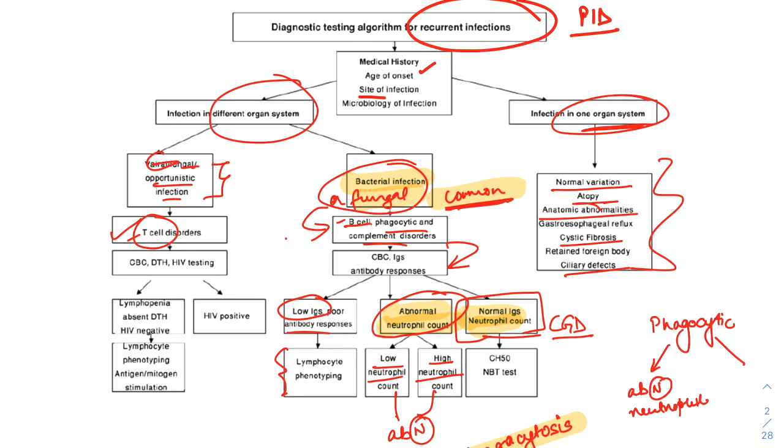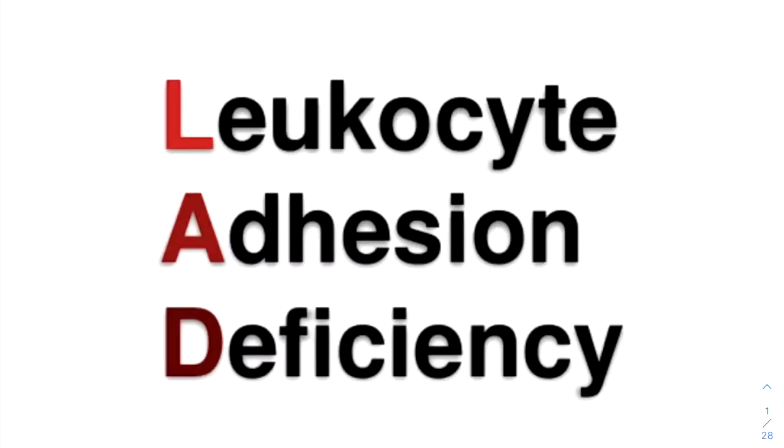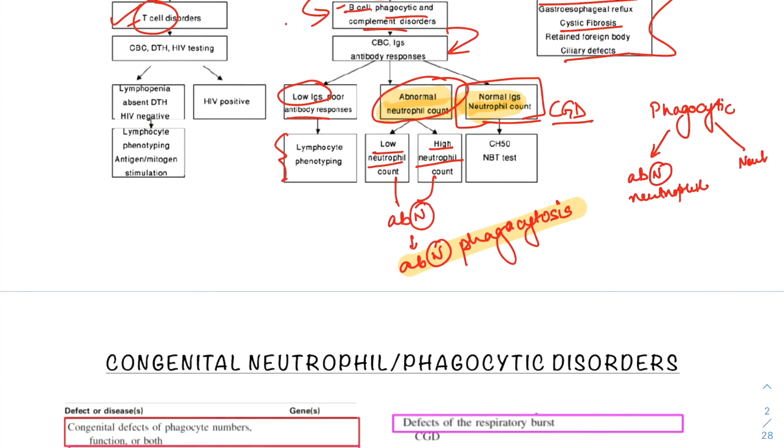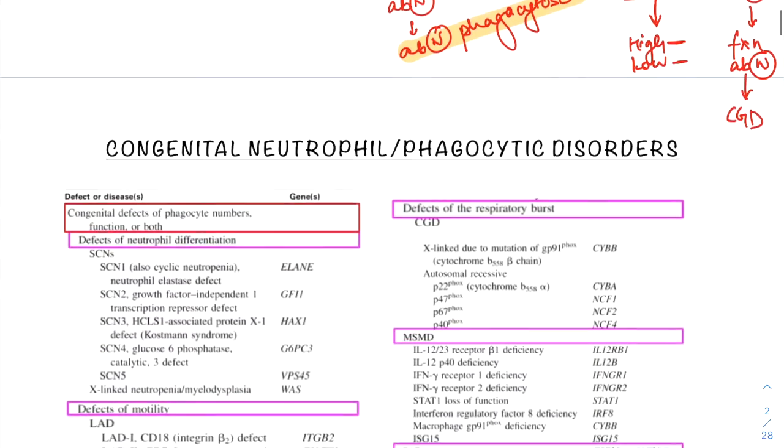Now, with the phagocytic disorders, I have told you that it can be in the presence of an abnormal neutrophil count, or the neutrophil count may be normal but the function may be abnormal. So the abnormal neutrophil count may be high or low, while with a normal neutrophil count, the function is abnormal, meaning the respiratory oxidative burst is abnormal, as seen in chronic granulomatous disease. And the abnormal neutrophil count, high or low, I'll be discussing now.